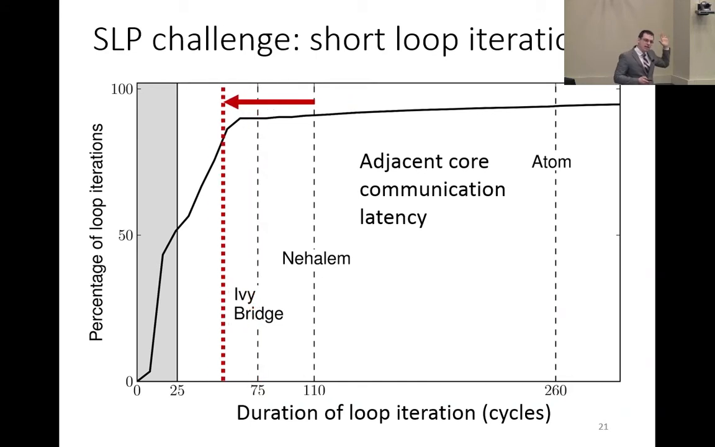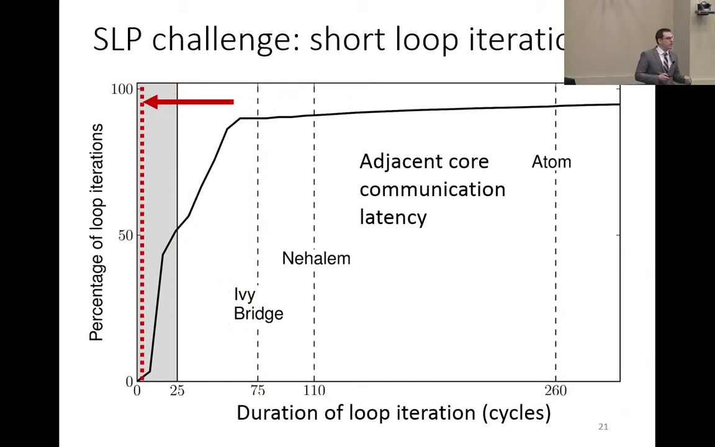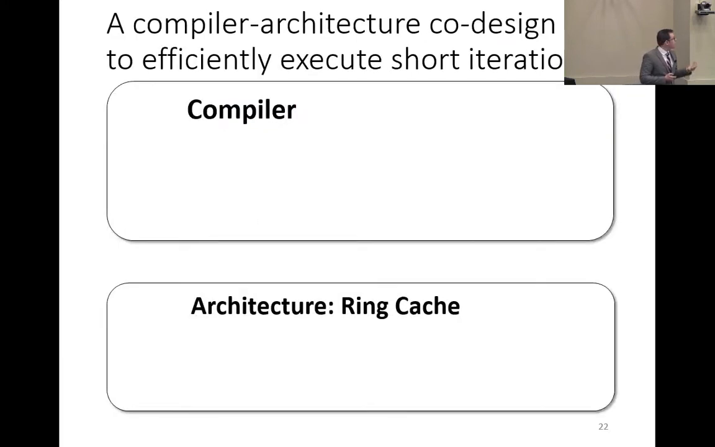and cut it down to almost zero. That will liberate this parallel execution. And this is what Helix RC does. To do it, I propose a co-design between the compiler and the architecture.